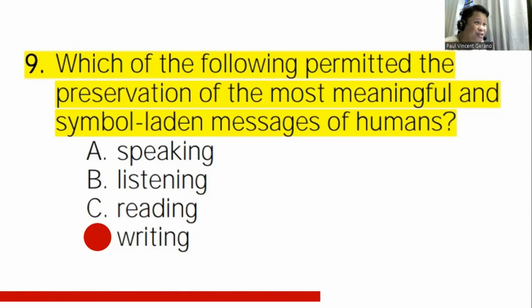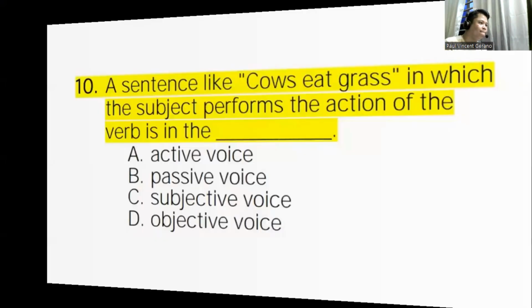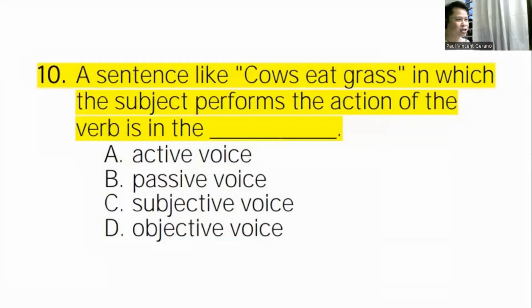Now, question number 10. This is the last question for this session. A sentence like cows eat grass, in which the subject performs the action of the verb, is in the A, active voice, B, passive voice, C, subjective voice, D, objective voice.